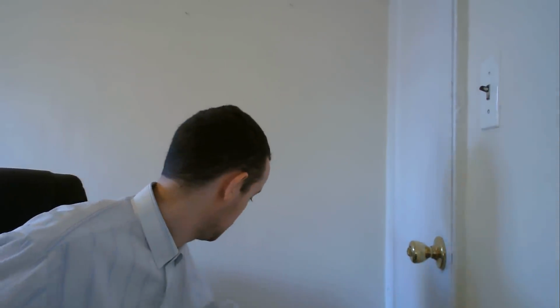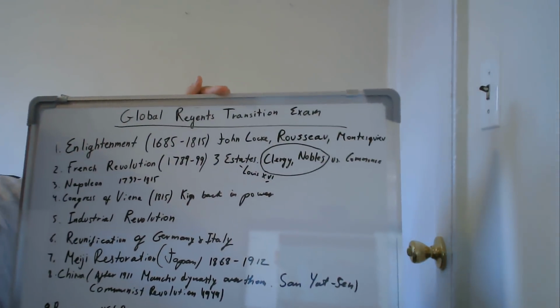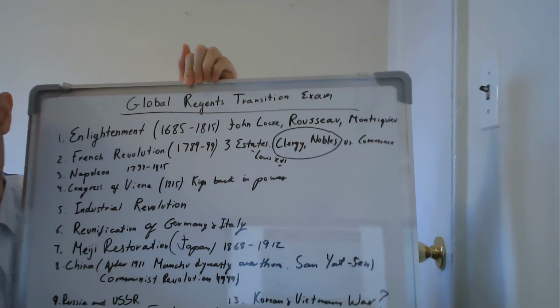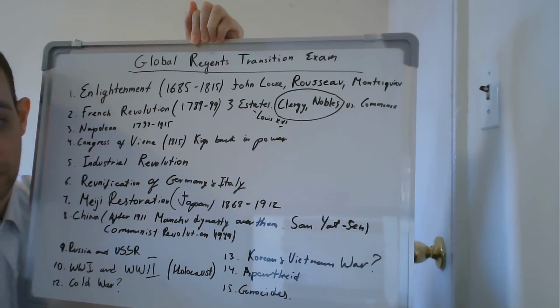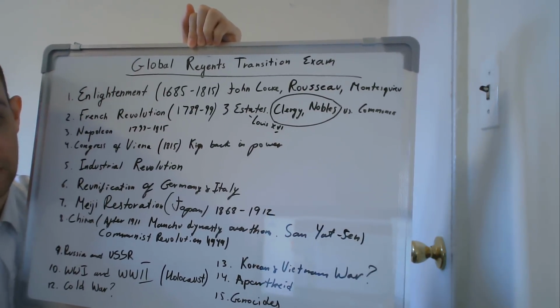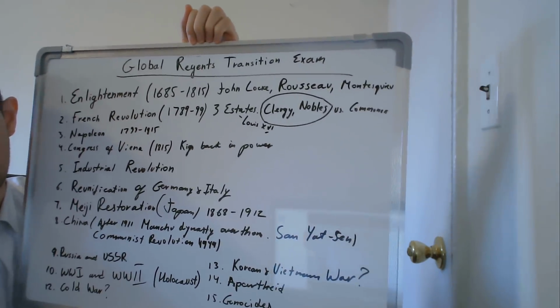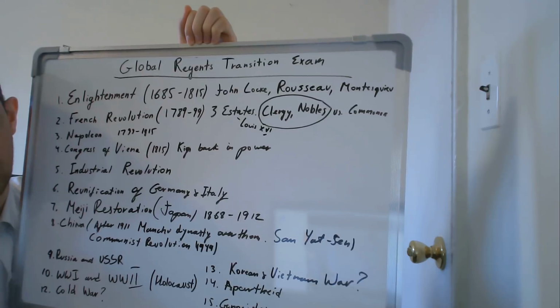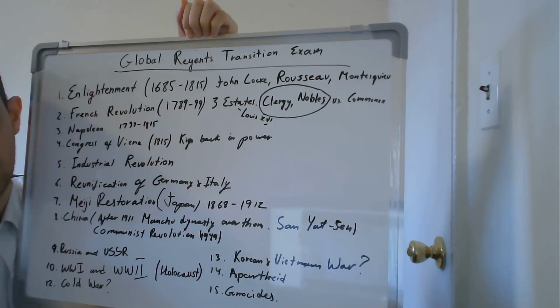Now I don't know how the Regents is going to run, and I've been away from it for several years, but I made something the old-fashioned way. So the Global Regions Transition Exam is probably going to cover the Enlightenment. It should. It's usually covered in 10th grade. Some teachers cover it in 9th grade. It should be covered in 10th, at least that's where it used to be covered. So, Enlightenment.